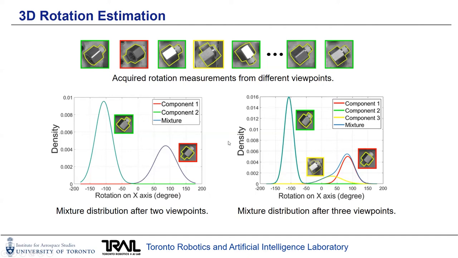When we visit more viewpoints and accumulate more measurements, there is a possibility that another Gaussian component is added because of another false measurement, right? But what we assume is that when we visit more and more viewpoints, the correct component will get more and more measurements, which means that the weight is just getting boosted for this component. I see. Makes sense.